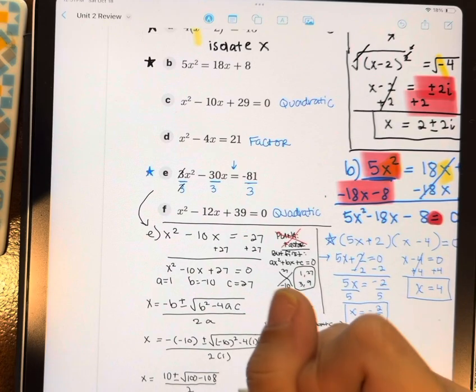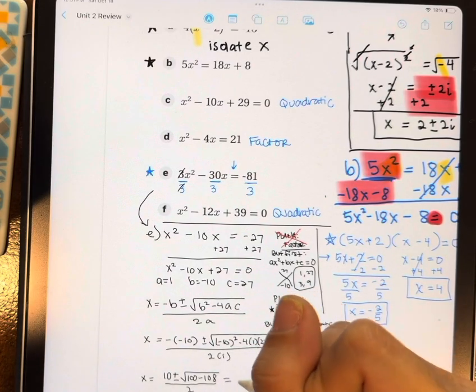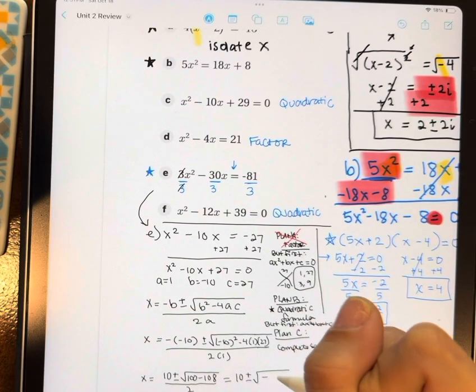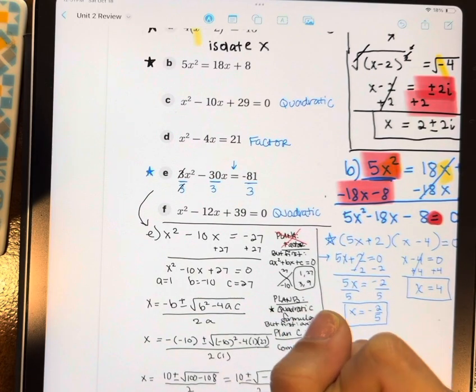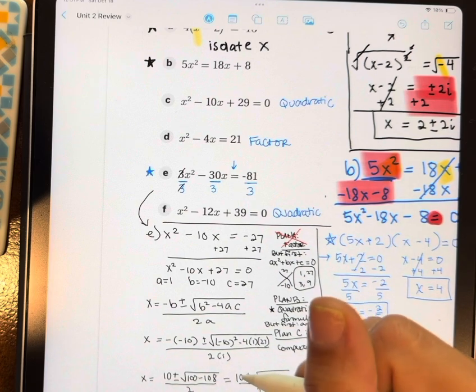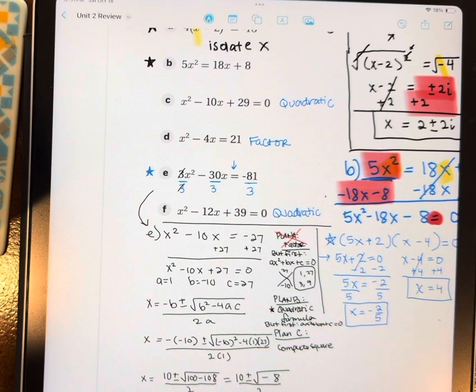And so now I just keep simplifying. So 100 minus 108 is negative 8. And then, again, don't divide these two. That's an error. Trying to divide these two right now.